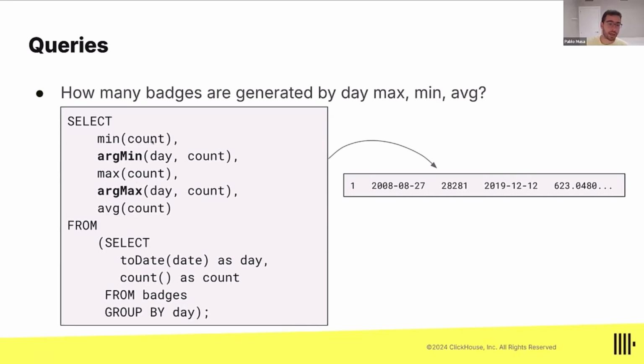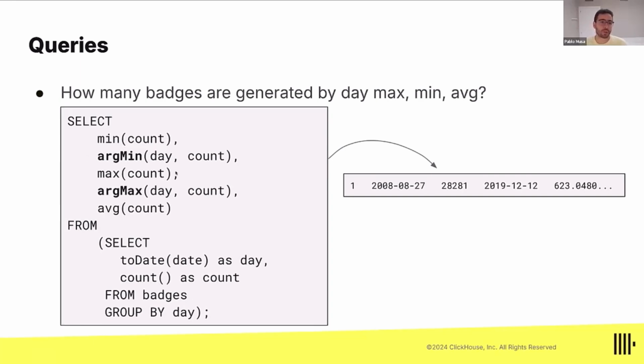So here I do a mean count, which is straightforward. Just give me the min. And I do an argMin of day on the count. So it's like, give me the day where the count is at its minimum value. And the same thing for argMax: give me the day where the count has its max value.